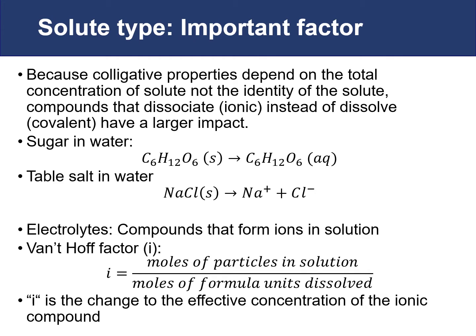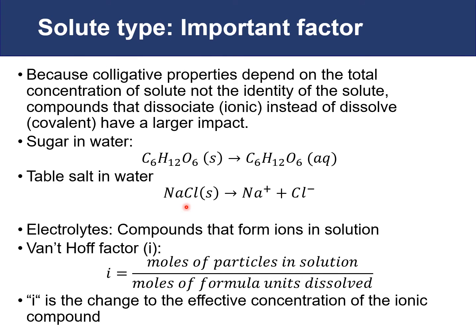If we look at two examples, sugar dissolved in water versus table salt dissolved in water. When sugar dissolves in water, it goes from the solid form to the aqueous form. The molecule itself stays together. However, table salt, sodium chloride, when it breaks apart, it breaks up into sodium ions and chloride ions. What this means is instead of having just one molecule dissolved in solution, you actually have two different solute molecules. You have a sodium ion and a chloride ion. So essentially your solute concentration doubled versus what you would think it would be just from looking at the initial sodium chloride that you put into the solution.